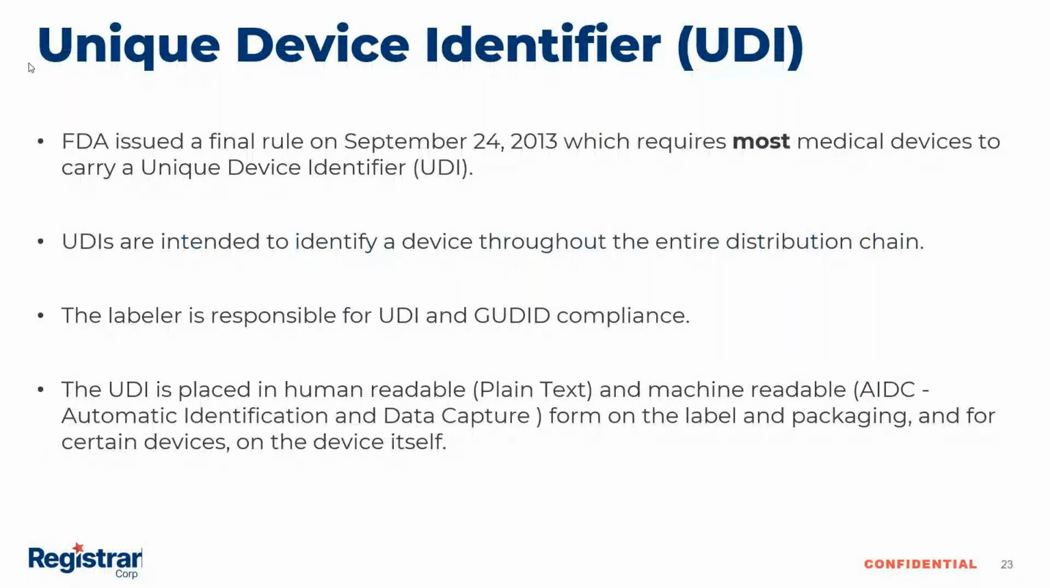So, unique device identifier. FDA established a rule to ensure that the medical devices sold in the United States are adequately identified from manufacturing to ultimate consumer or patient use. FDA issued a final rule on September 24, 2013, which requires most medical devices to carry a unique device identifier. So, this is another FDA regulation that is intended to identify medical devices.